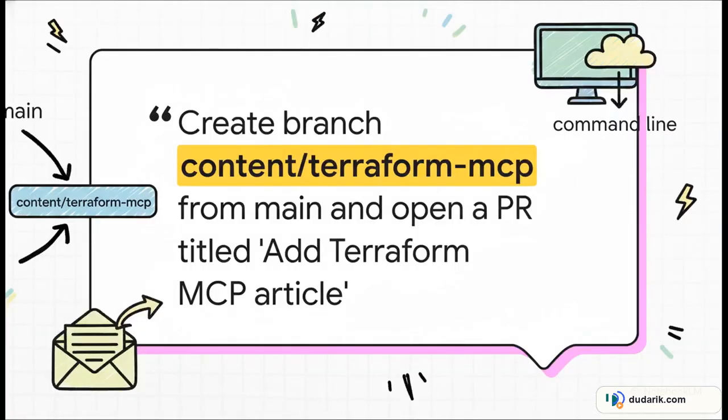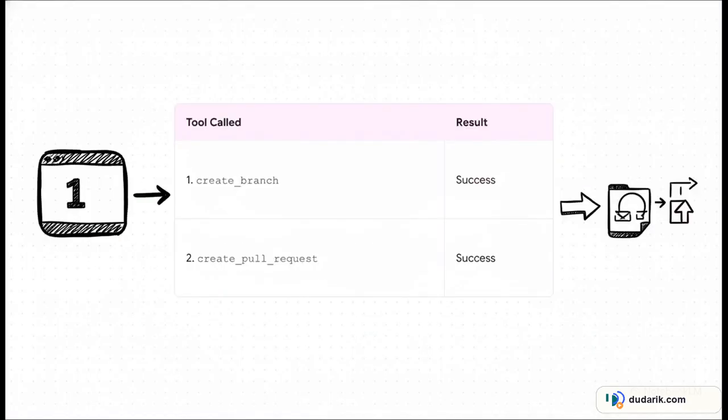And the efficiency just keeps getting better. With just one more sentence, one single command, the developer tells the assistant to both create a new branch and open a pull request for it. Now this is the really crucial part. The server is smart enough to chain these actions together. It knows it has to call create branch first, and only when that's done does it move on to create pull request. That's two distinct steps, all handled by one simple command.